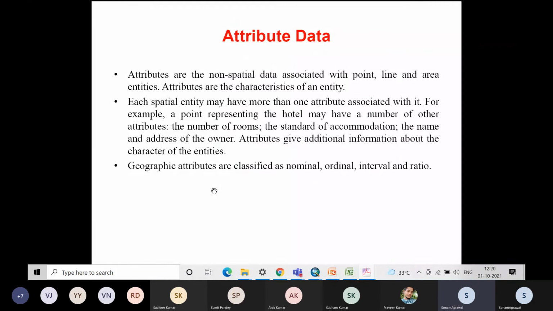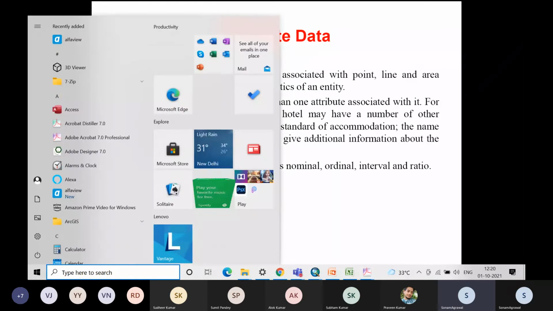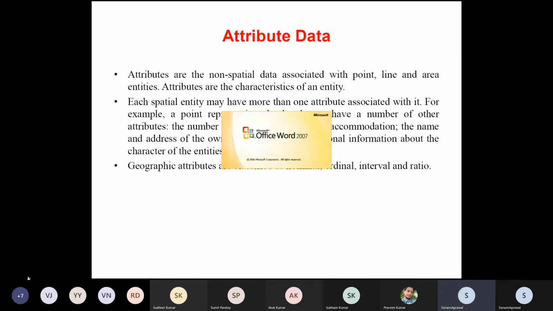Now, I'm coming back to our topic, which is the attribute data. Till now, we have discussed a lot about spatial data and the sources of spatial data. Among those sources, there are attribute data sources also. Before starting this one, all of you do one thing. Write down two terms, spatial data and attribute data, in your copy and try to give the definition of both.